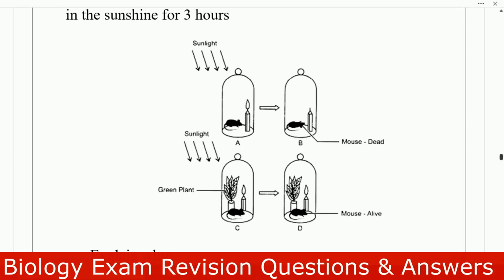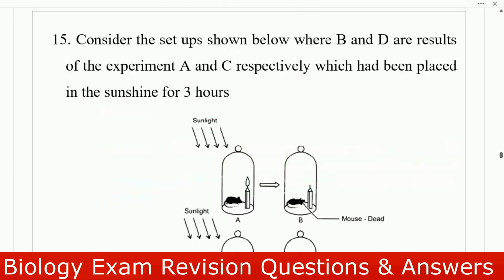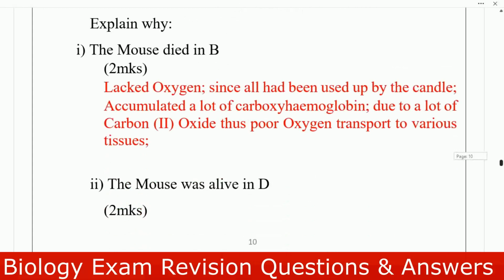A candle, which is dead on B. The other one has a green plant, and the candle and the rat. The mouse is alive, but in the first experiment after 3 hours it is dead. What happened? Explain why the mouse died in B. Why?